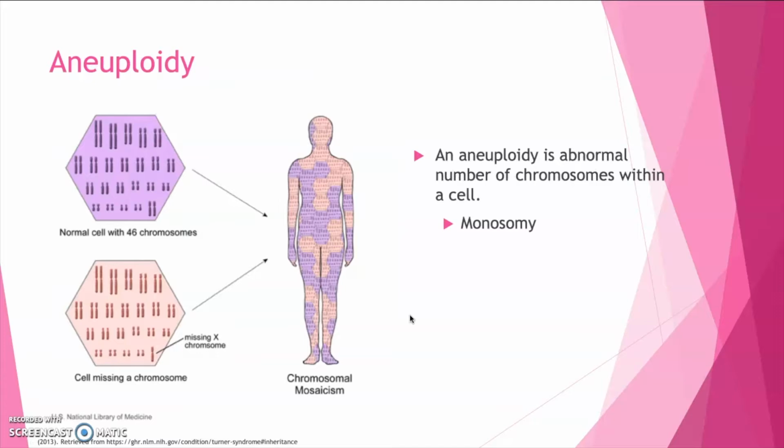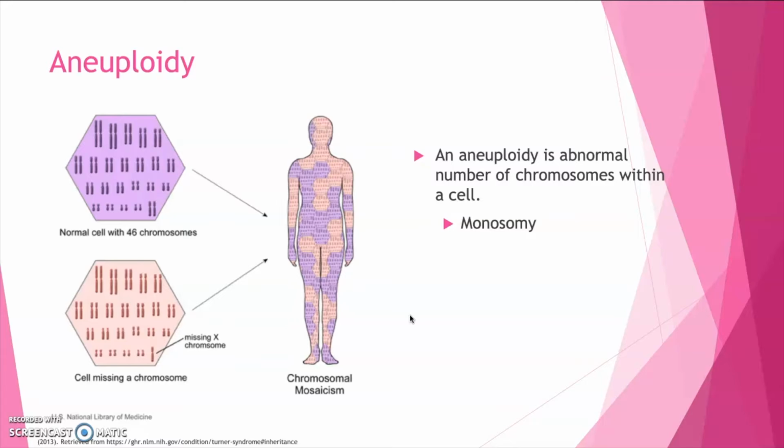Aneuploidy is the occurrence of an abnormal amount of chromosomes within a cell. Aneuploidies are one of the results of a deletion mutation. Turner syndrome is a form of monosomy. A monosomy is an aneuploidy with the presence of only one chromosome within a pair.